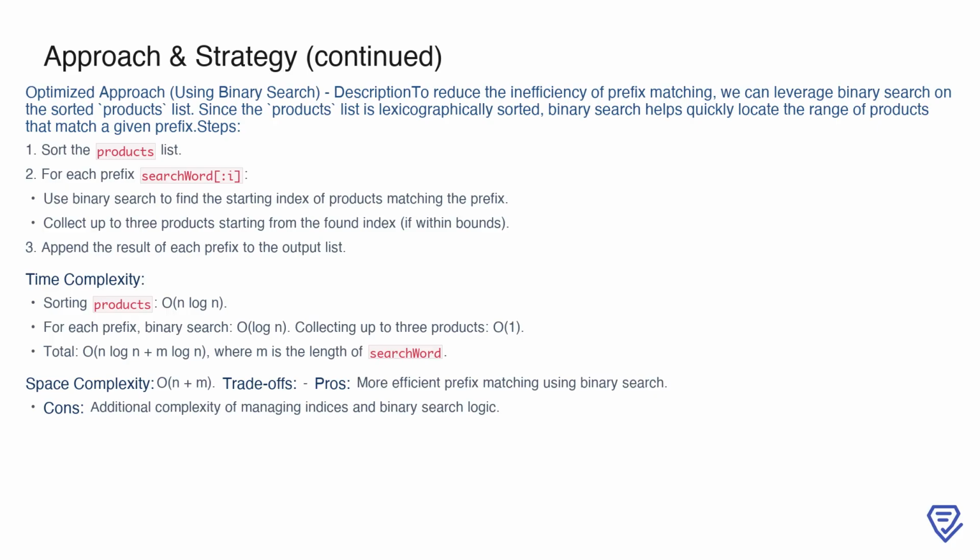The time complexity improves significantly, with n log n for the initial sorting and m log n for performing binary search on each of the m prefixes. Collecting up to 3 products is constant time, resulting in a total complexity of n log n plus m log n. In terms of space, the complexity remains n plus m. While this approach is more efficient than brute force, it introduces some added complexity in managing indices and ensuring we collect the correct products. Nevertheless, binary search is a significant step forward in optimizing prefix matching efficiency.